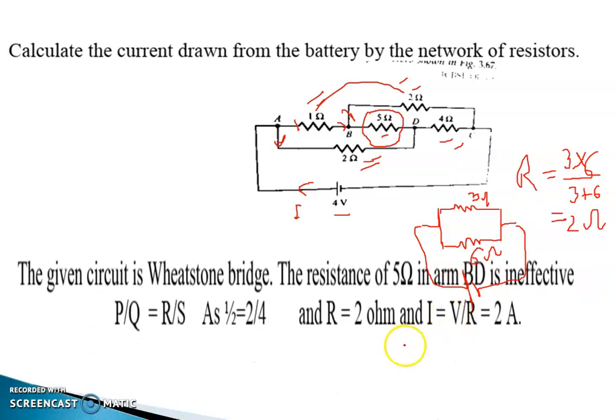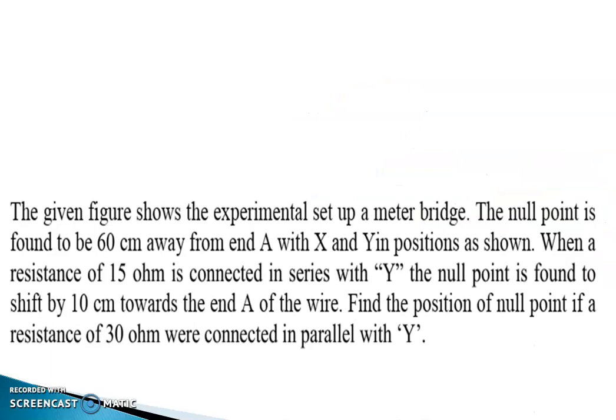Now this is the equation, P by Q is equal to R by S. Now we have to calculate it. So R will become 2 ohm, and finally the current will be 2 ampere. This is the answer of this question. Now we are going for the next question.